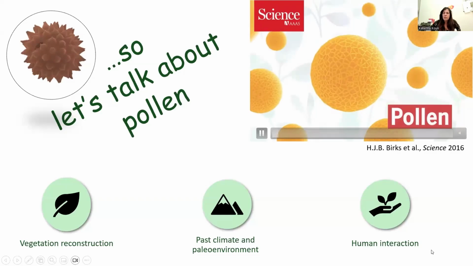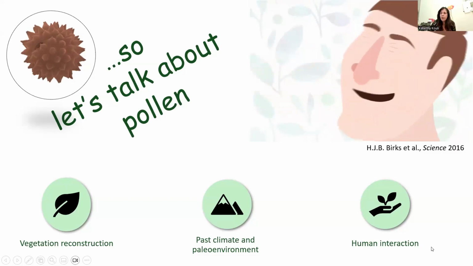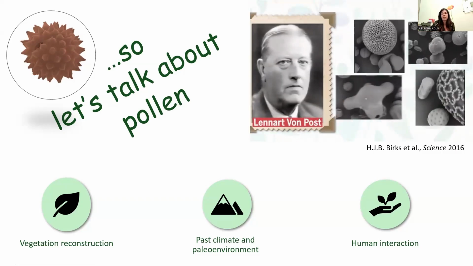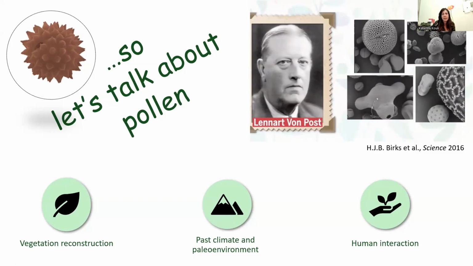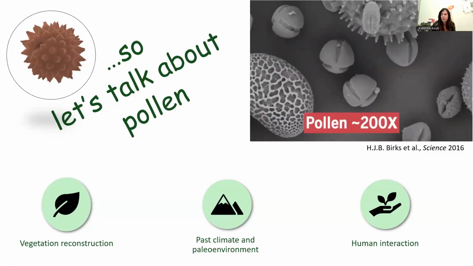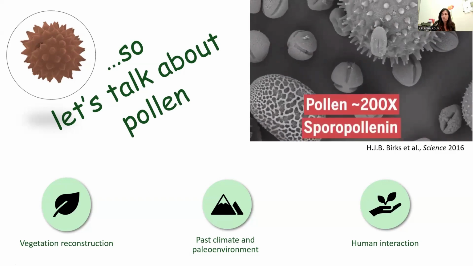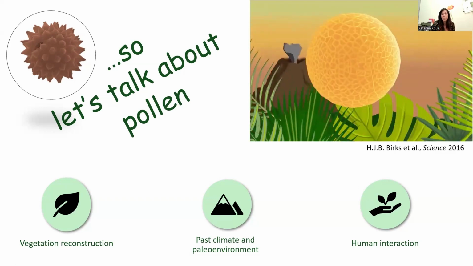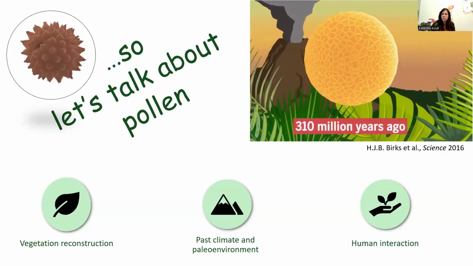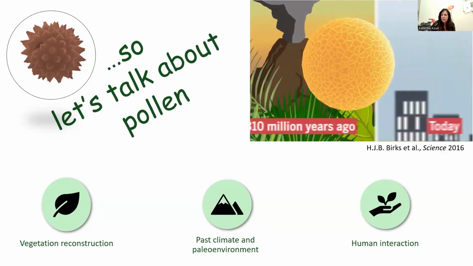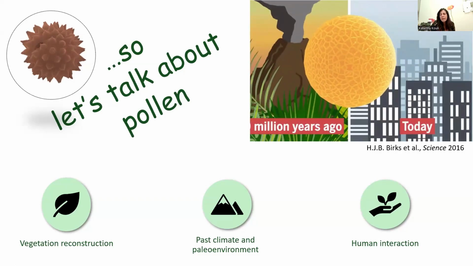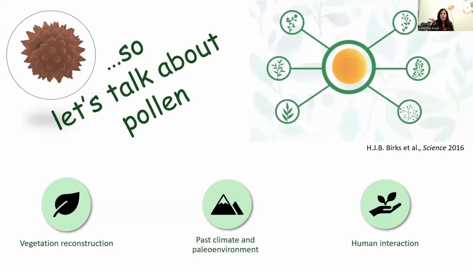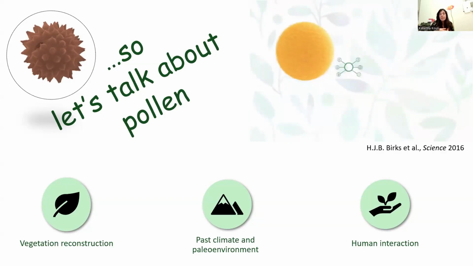So pollen are produced in huge numbers by all flowering plants. That means that they have a history of at least 300 million years, as all the geologists know. And they are tiny. They are from 10 to 150 microns, and they are dispersed by air. Their outer wall is very resistant, and this means that they are very easily preserved.